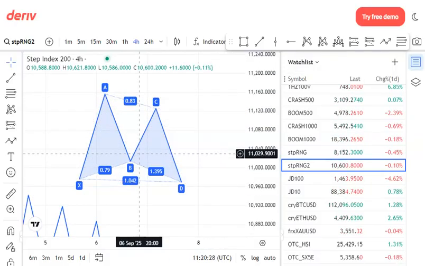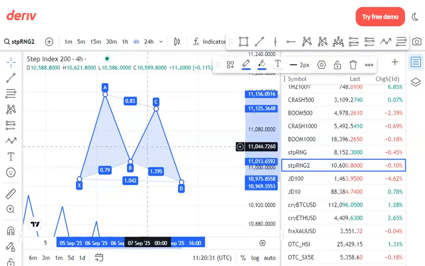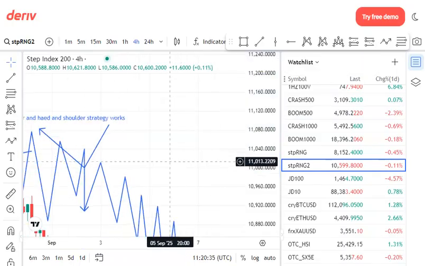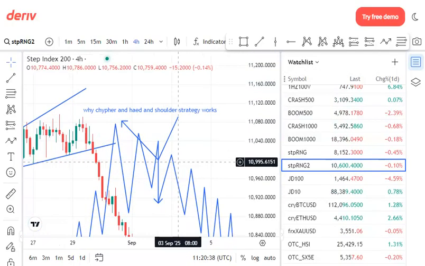Now, this is actually explaining why cipher strategy correlated with head and shoulder works, right?